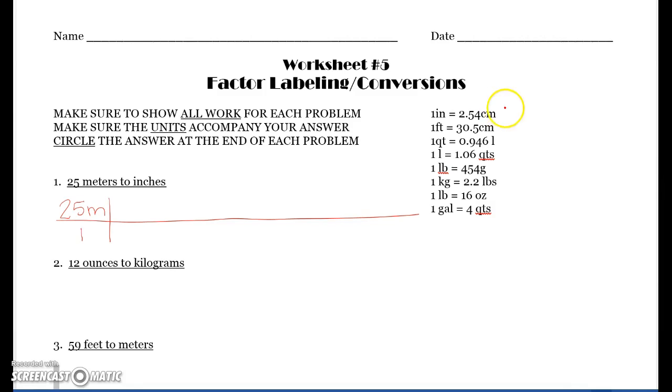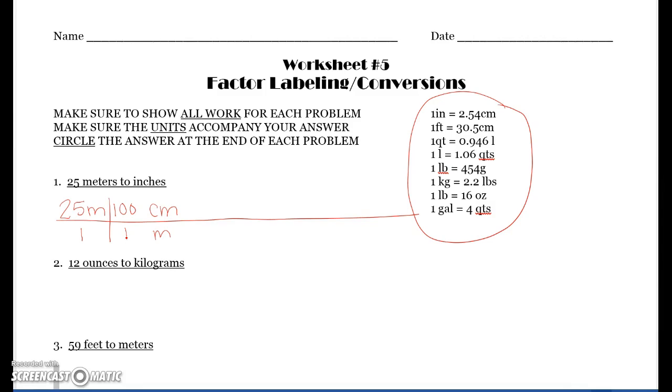So then I'm going to look over here in my conversion table, and there's nothing here that converts meters directly to inches, so I'm going to need to do a couple steps. To get rid of meters, I'm going to put it on the bottom, and I know that I can do a metric conversion and convert it to centimeters, so I'll put centimeters on the top. There are 100 centimeters in 1 meter.